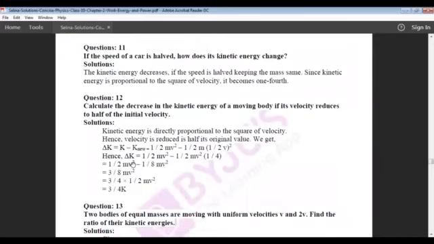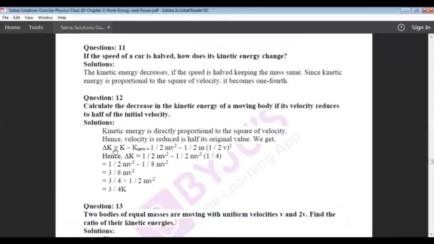Next, the 12th one. Calculate the decrease in kinetic energy of a moving body if its velocity reduces to half of the initial velocity. The kinetic energy is directly proportional to the square of the velocity, and we know that the velocity is reduced to half its original value. Then we get delta K, the difference in the kinetic energy.